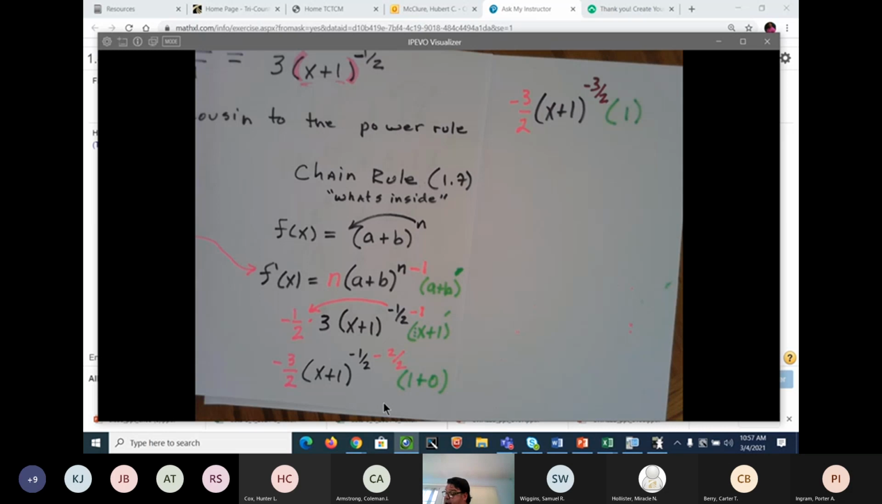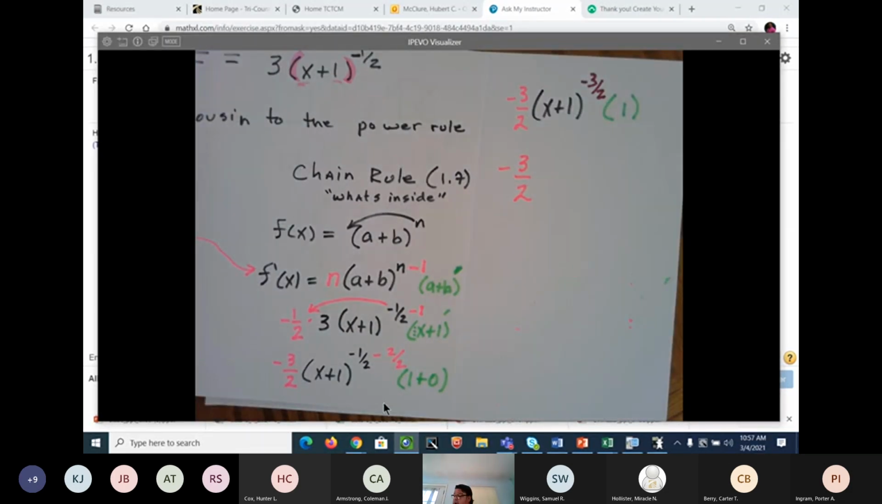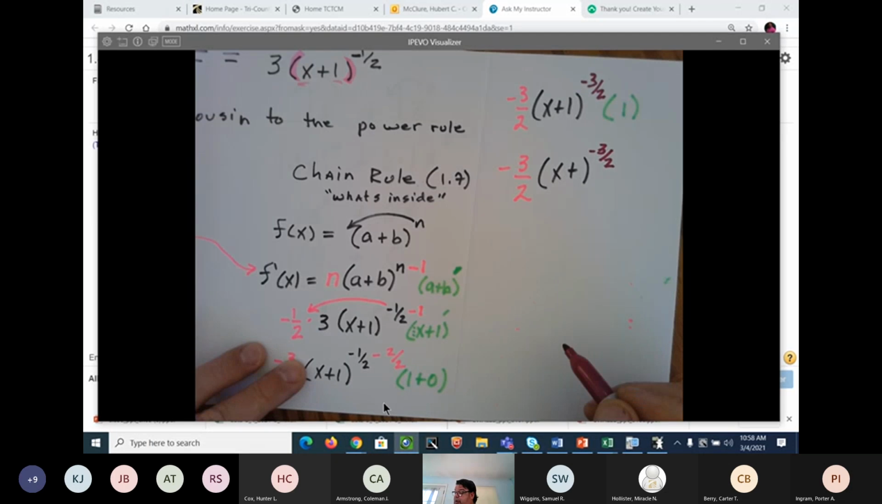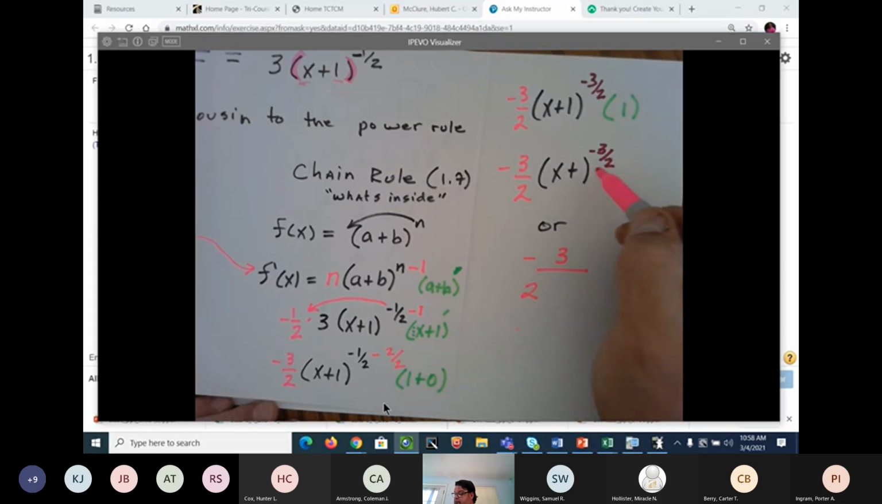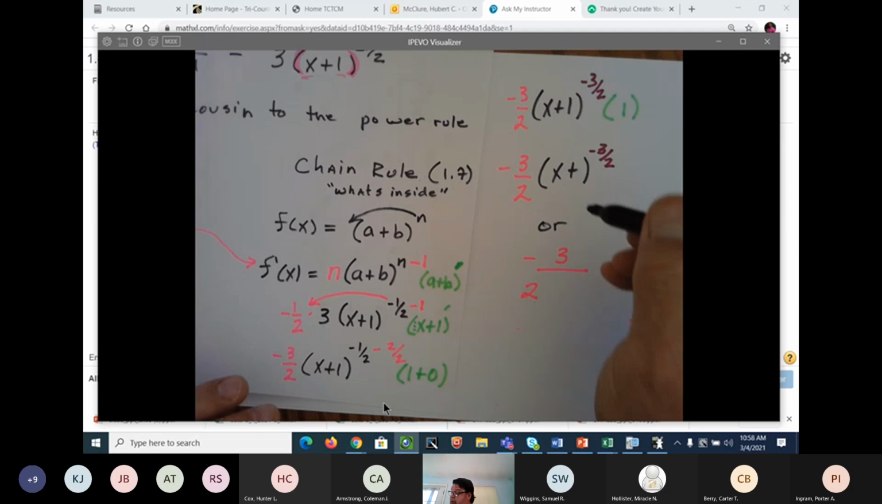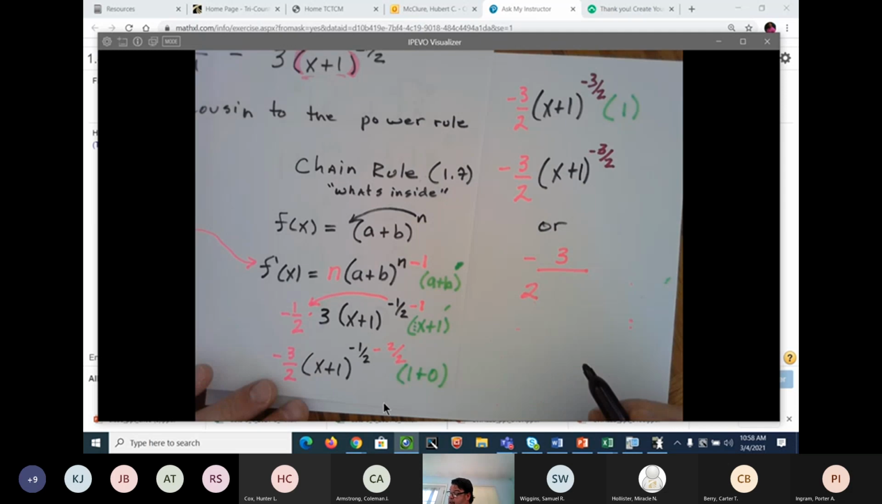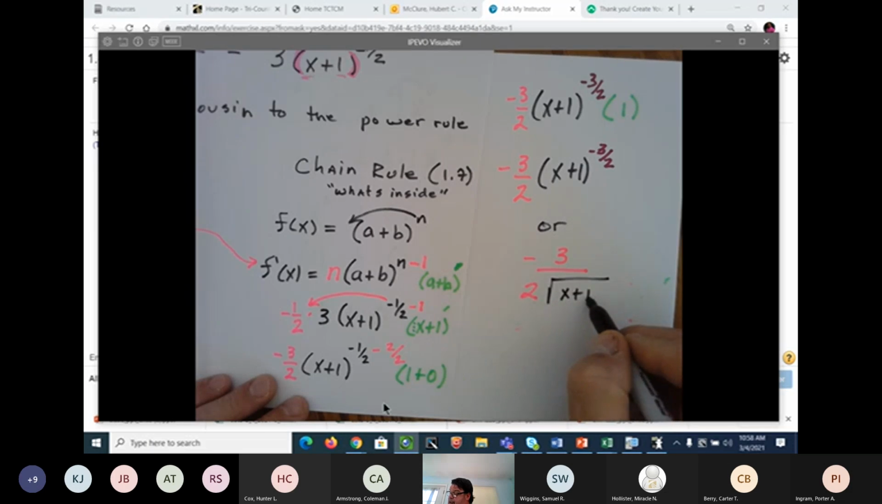I'm doing it step by step for y'all. X plus 1 to the -3/2. Now, we can simplify that -3/2 and we can put a radical. Let's go ahead and do that. Bring that down, and it would be -3 over 2. Exponent over index would be the square root of x plus 1 to the 3rd power. So that would be parentheses square root of x plus 1 to the 3rd power.